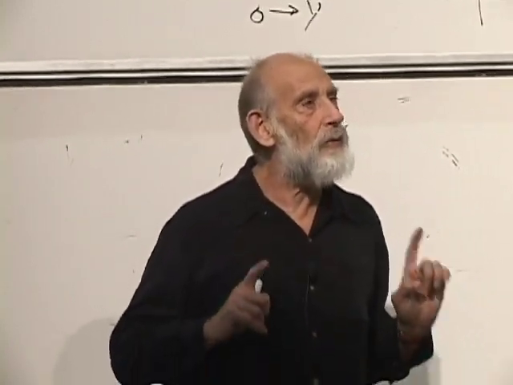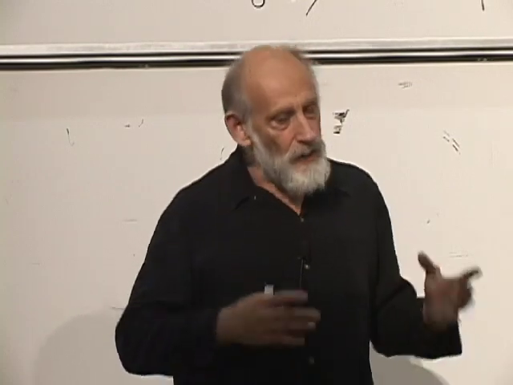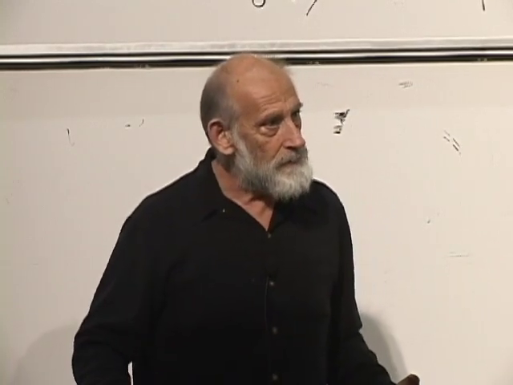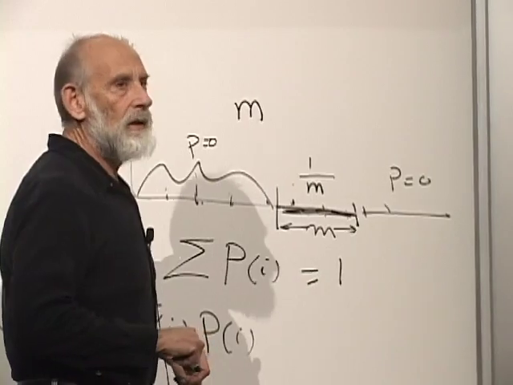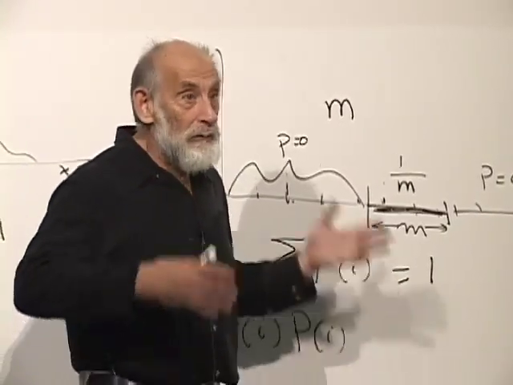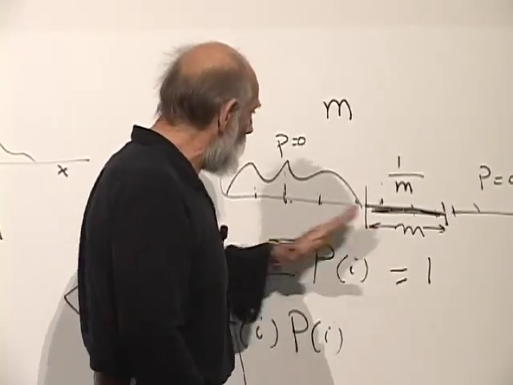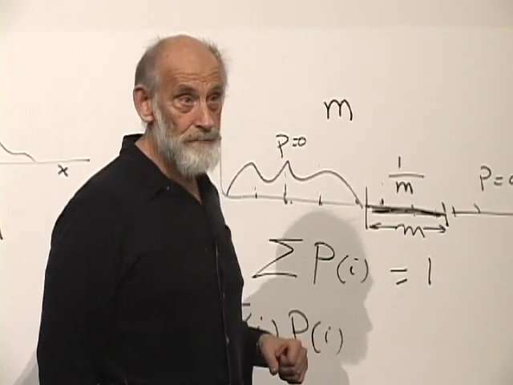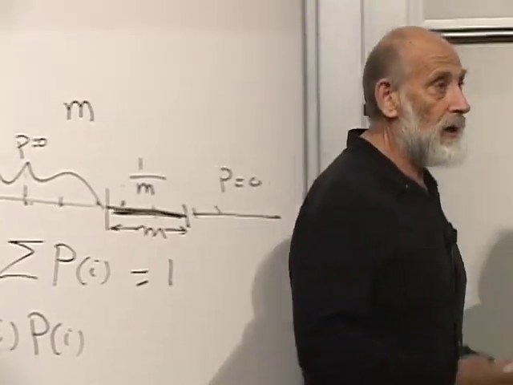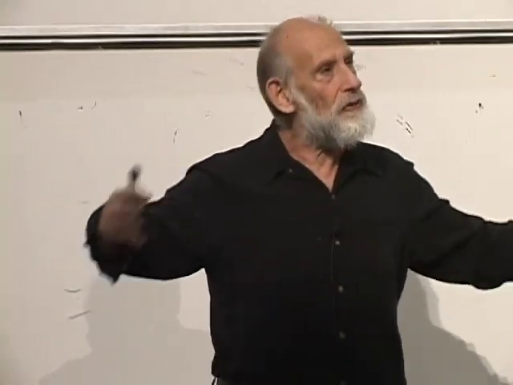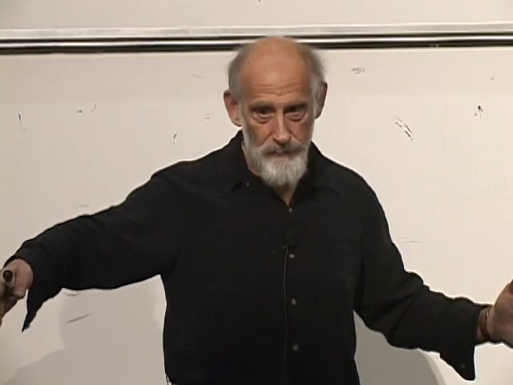When I say we know nothing but, that's another way of saying they're equally probable. If we know nothing but the fact that it's in one of these m states, and we really just don't know anything else, then it's equally probable that it's in any one of these m. A statement of complete ignorance is equivalent to the statement that all things are equally probable.